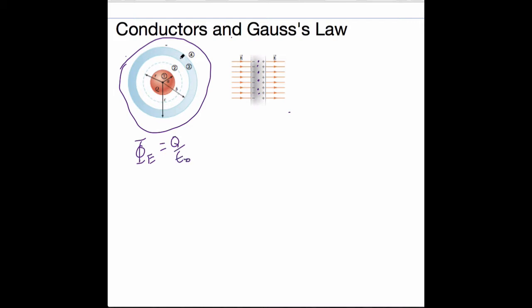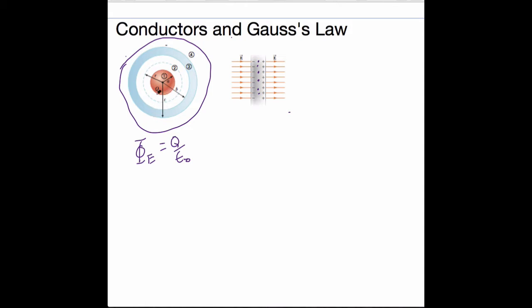flux, is the Q enclosed over epsilon naught. Well, the metal sphere had no charge on it when I brought it into this scenario. So from outside, the charge is still only from this thing down inside. So the charge is actually Q over epsilon naught. So that's actually a really good starting point for analyzing what's going on in the conductor.